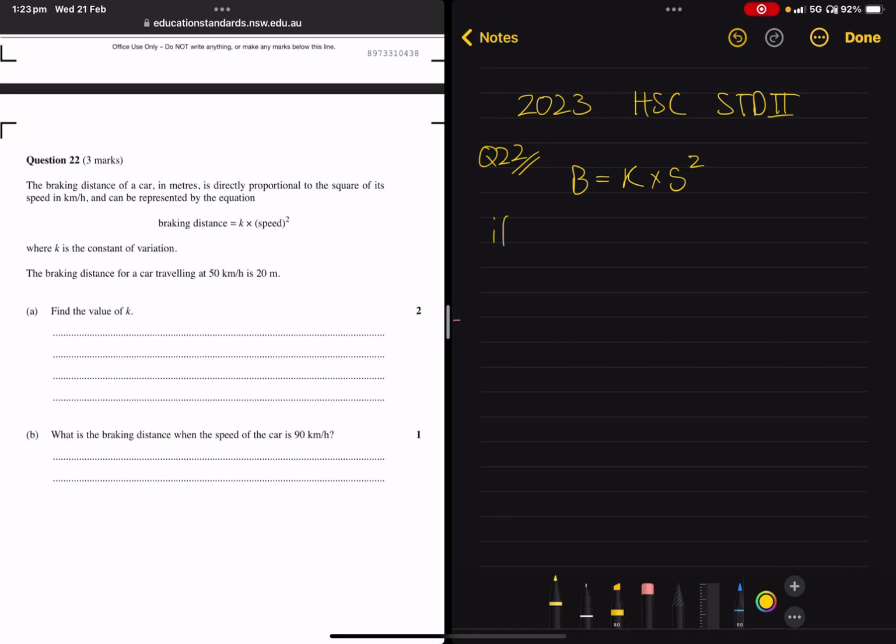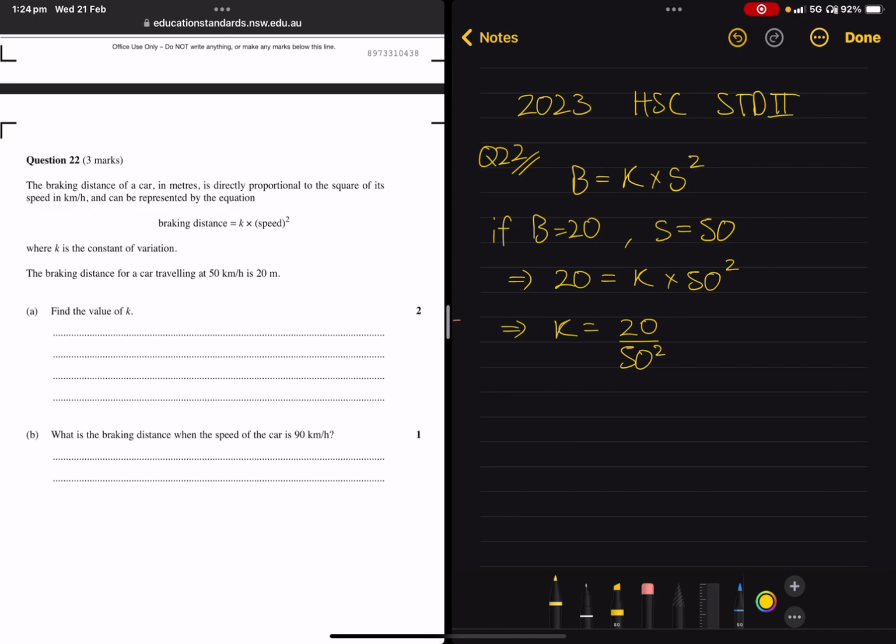Okay, so we're told if S is equal to 50, B is equal to 20. We know both of these, so we can plug these in. We get 20 is equal to K times 50 squared. So divide both sides by 50 squared. This tells us K is 20 divided by 50 squared.